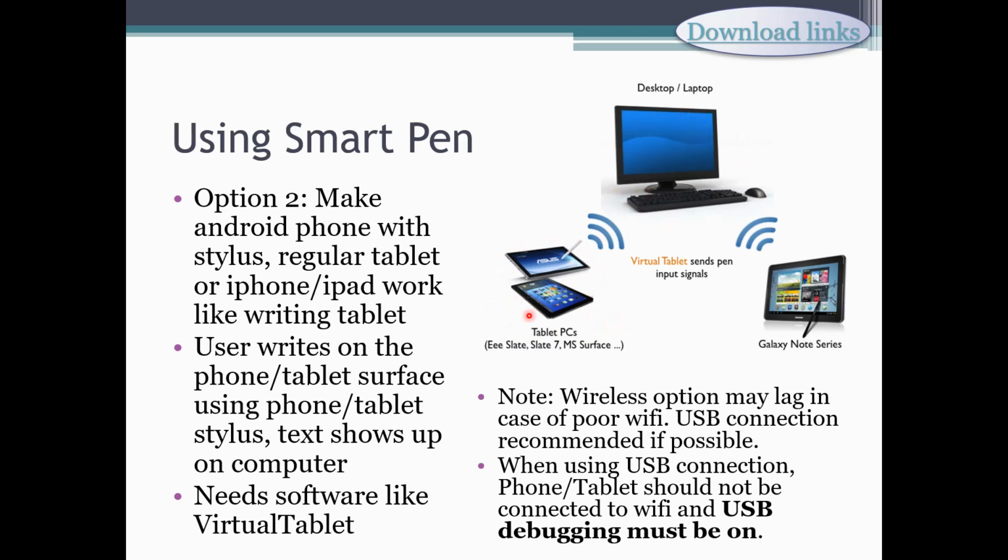It's possible to have either a Wi-Fi connection or USB connection, just like what we saw in option 1. So both options have their merits and demerits. The wireless option may lag in case of poor Wi-Fi, so if possible, you might want to go with USB connection that does not have any lag. However, the USB connection needs more setup. You must turn on USB debugging, which we will talk about in a future slide.